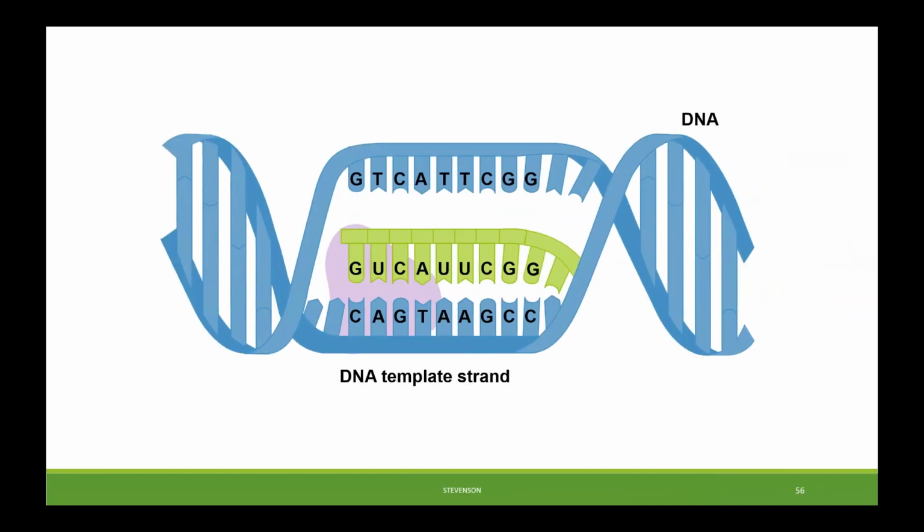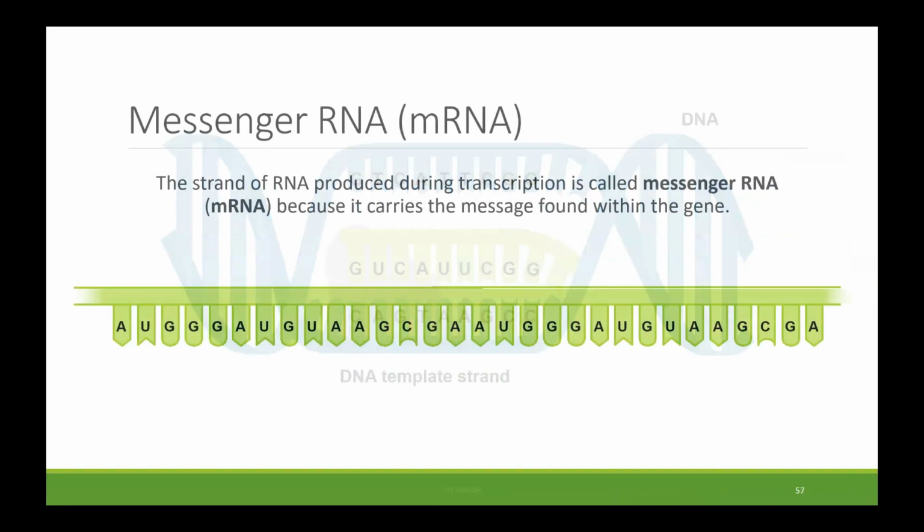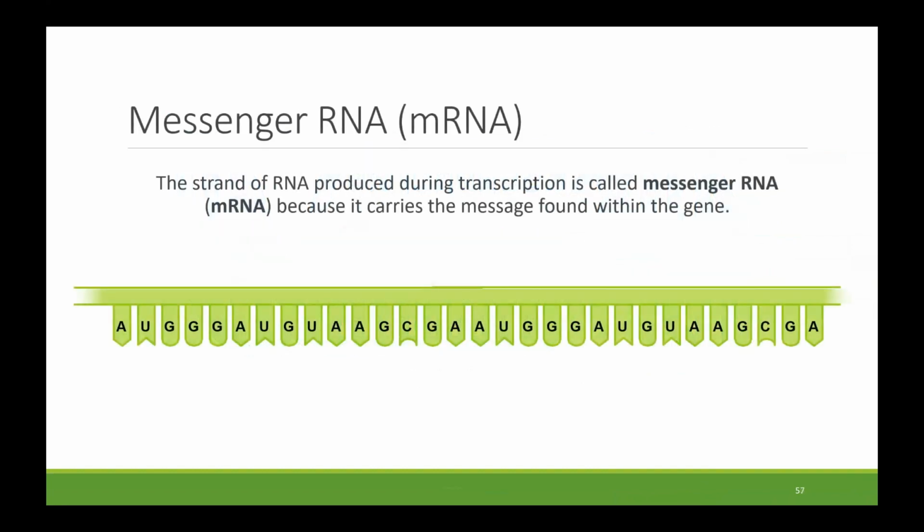Okay, so now we understand how transcription works and how the DNA gets copied into RNA. And this piece of RNA that comes out of the process of transcription is called messenger RNA. It's called messenger RNA, or abbreviated mRNA, because it carries the message found within the gene. This is the thing that can leave the nucleus. This RNA, messenger RNA, can leave the nucleus and travel to the ribosome.